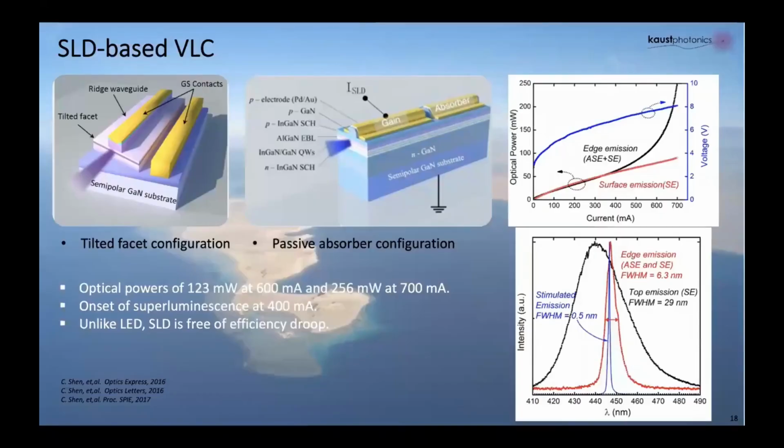In our case, we design our SLD in a slightly different way. We use a tilted angle, and also use a gain media integrated with an absorber to suppress the lasing oscillation. I'd like to point this out to you. This is the LED spectrum, which is very broad, and the narrow one is the stimulated emission from the laser, and the SLD is lying somewhere in between.